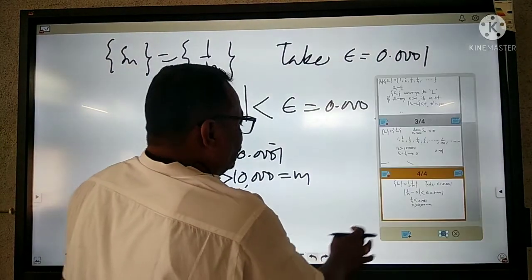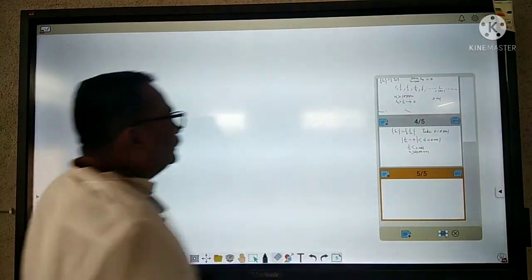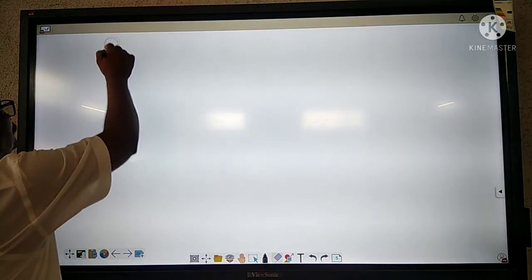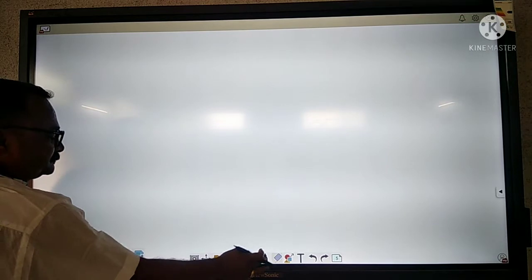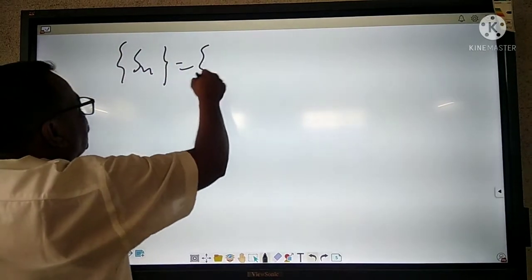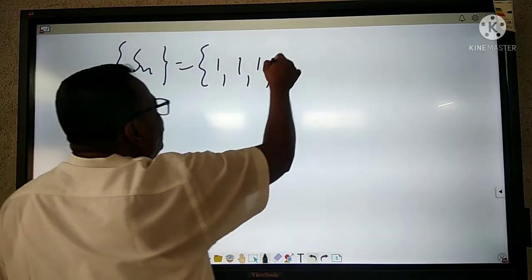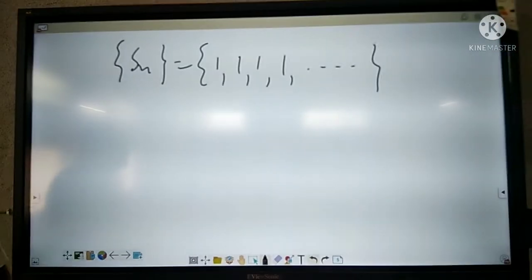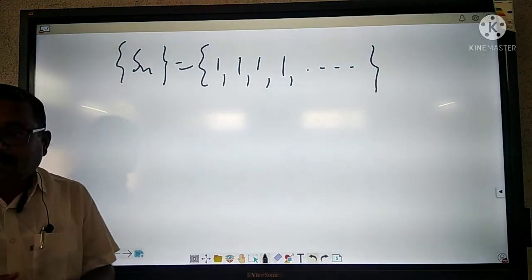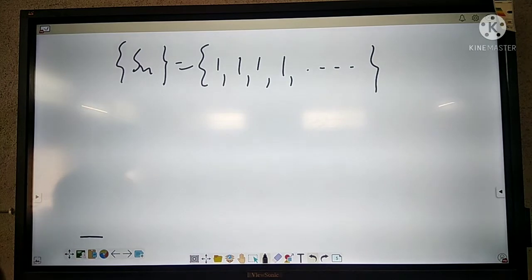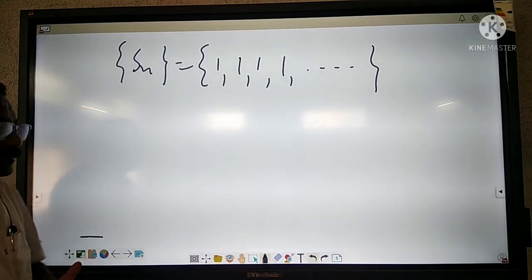We take a blank sheet now. Another example means a sequence Sn, and suppose this is 1, 1, 1, 1, dot dot dot in this way. We say that this is a constant sequence. The nth term of the sequence is 1.